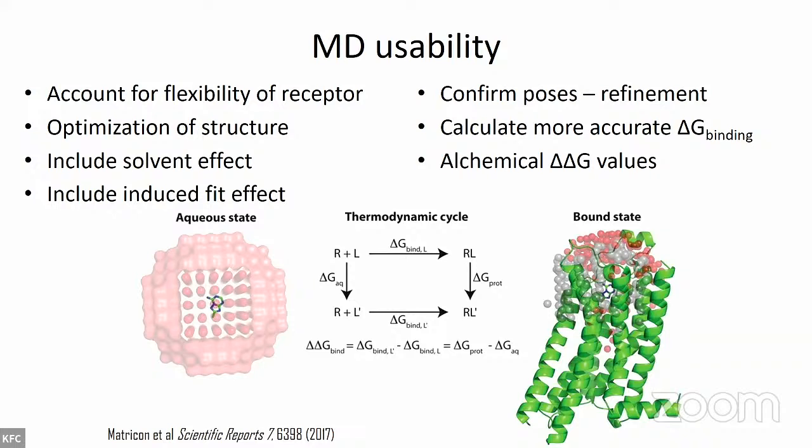It gives us the optimization of structure, and that's one of the reasons why the AlphaFold structure, after it's built, is run through the optimization by AlphaFold, via the Amber force field. It includes the solvent effect, and it can confirm the poses, and we can even calculate better binding energies. And that's for another part.